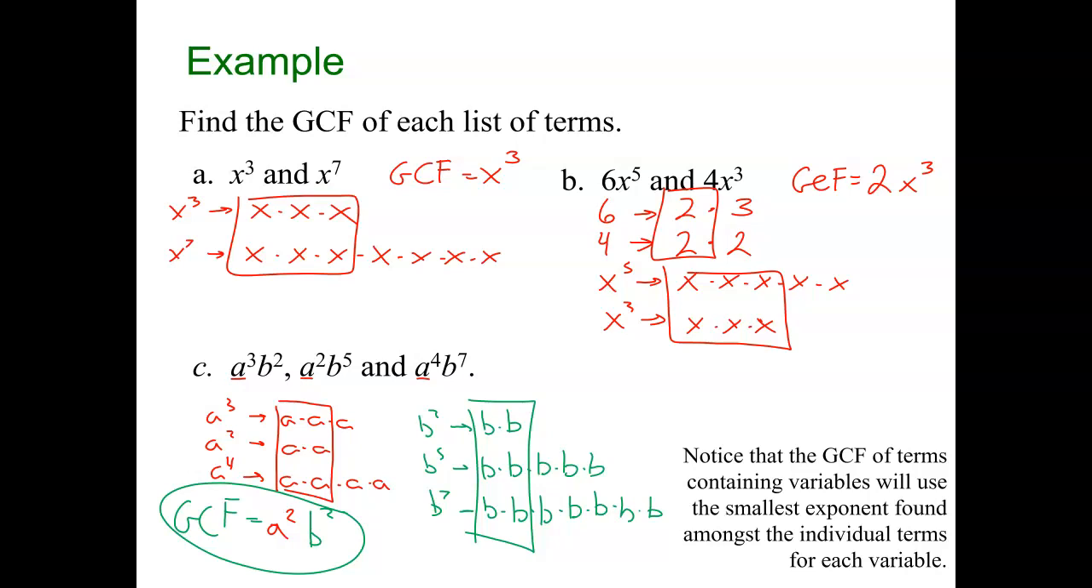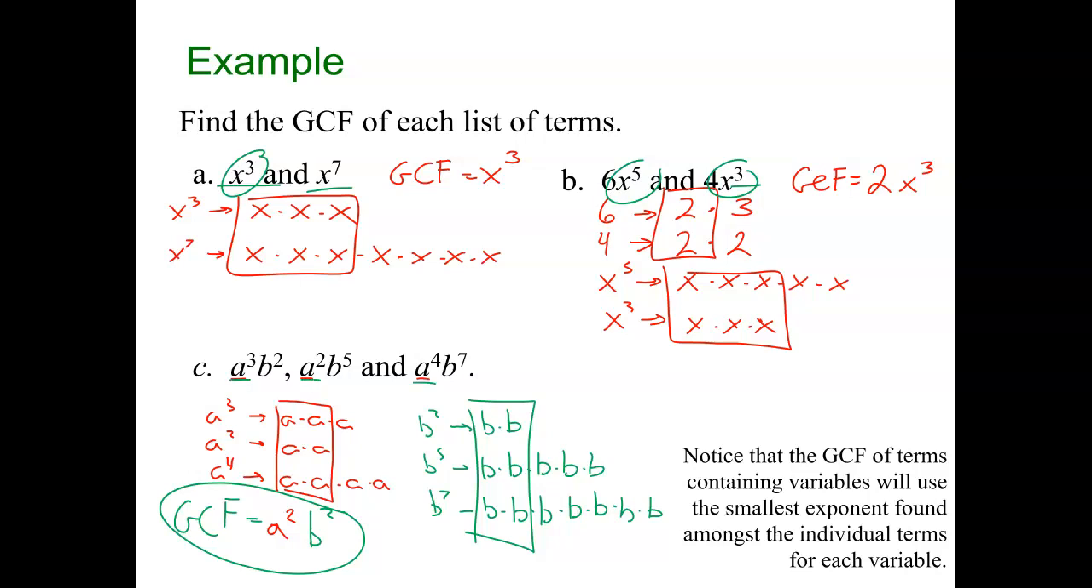The lowest exponent. When I look at x to the 3rd and x to the 7th, x to the 3rd is my GCF, the lower exponent. 5 and 3 is the 3.